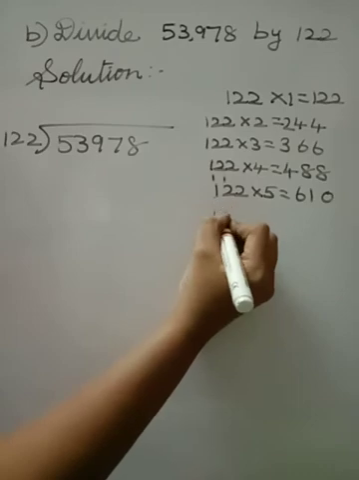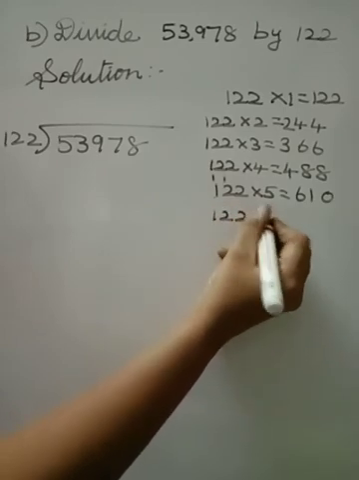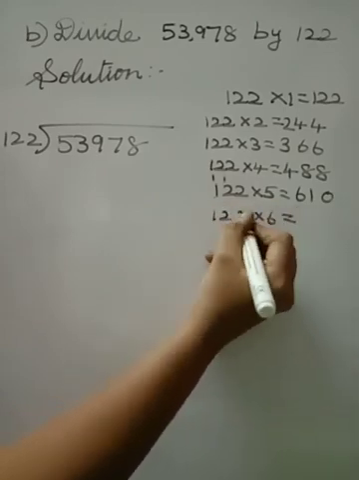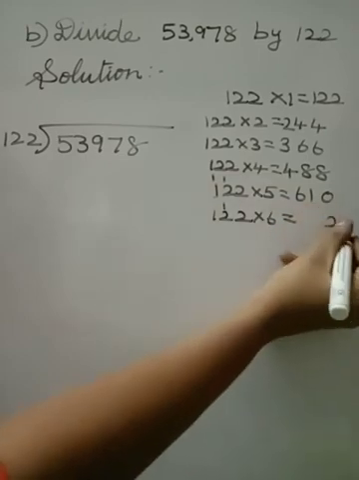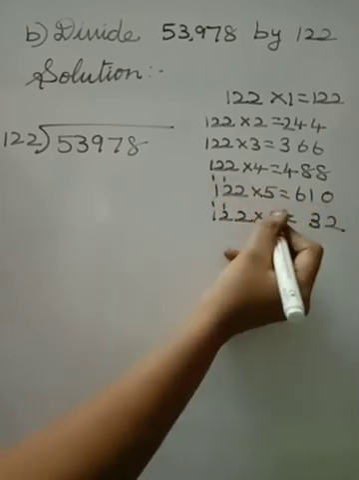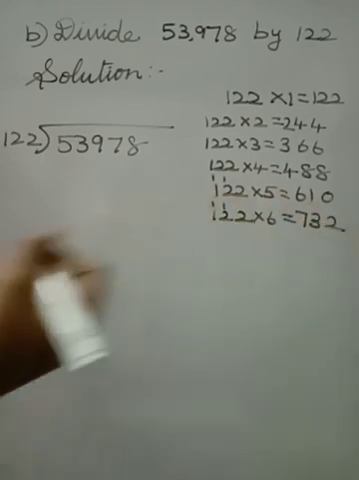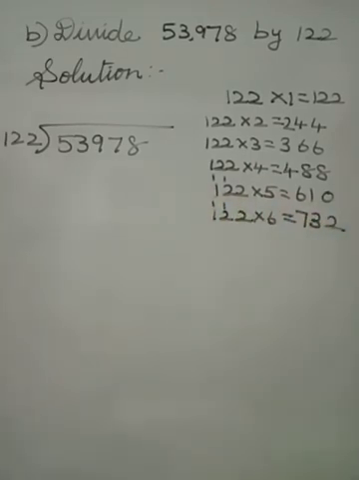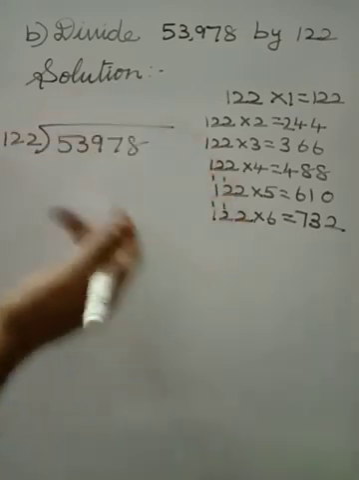Now see here, it is 122 into 6. So 6 2s are 12, 6 2s are 12 plus 1 is 13. 6 1s are 6 plus 1 is 7. So we will stop here. If we want, we can write the tables fully.